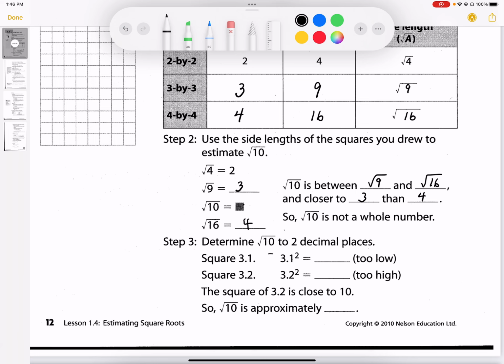So if we estimate this, if we square 3.1 on our calculator, we get 9.61. Squaring 3.2 on our calculator, we end up with 10.24, so that's too high. So we know that it is somewhere in between 3.1 and 3.2. So square root 10 is going to be approximately 3.2. We can just say that's 3.2. Anything in between 3.1 and 3.2 would be a good estimate.